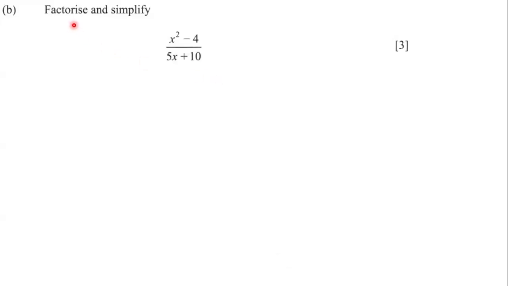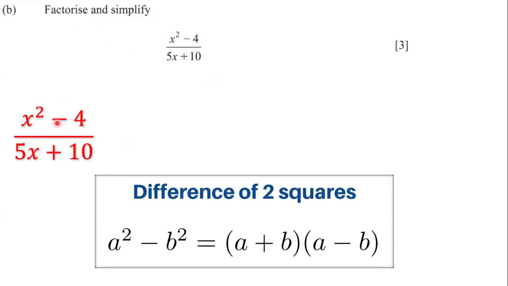Here, our goal is to factorize and simplify this algebraic expression. Notice that we have x squared minus 4 all over 5x plus 10. And our goal is to factorize this expression. And so, in order to factorize the numerator, we're going to use the difference of two squares formula.